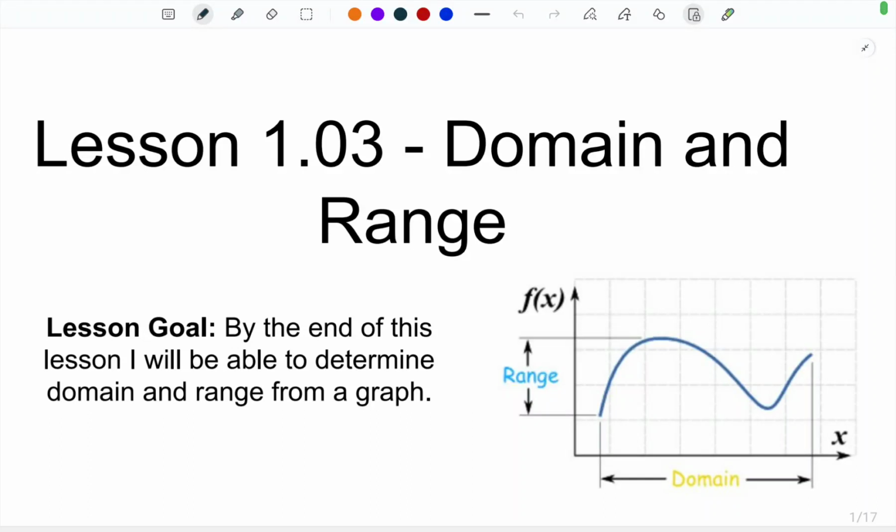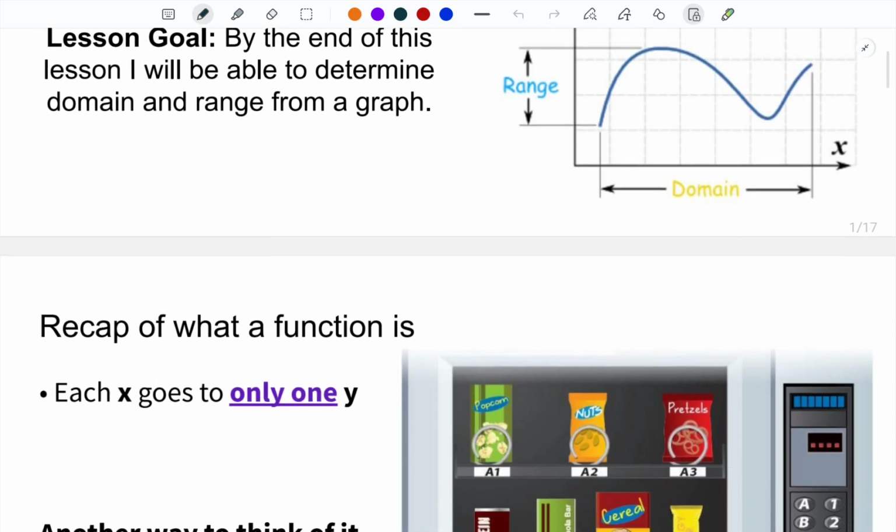We'll be looking at domain and range. So you may have heard these terms before, and we're going to relate it to function notation and graphs in general. But we'll get to the definitions, exactly what it means as well, of course.